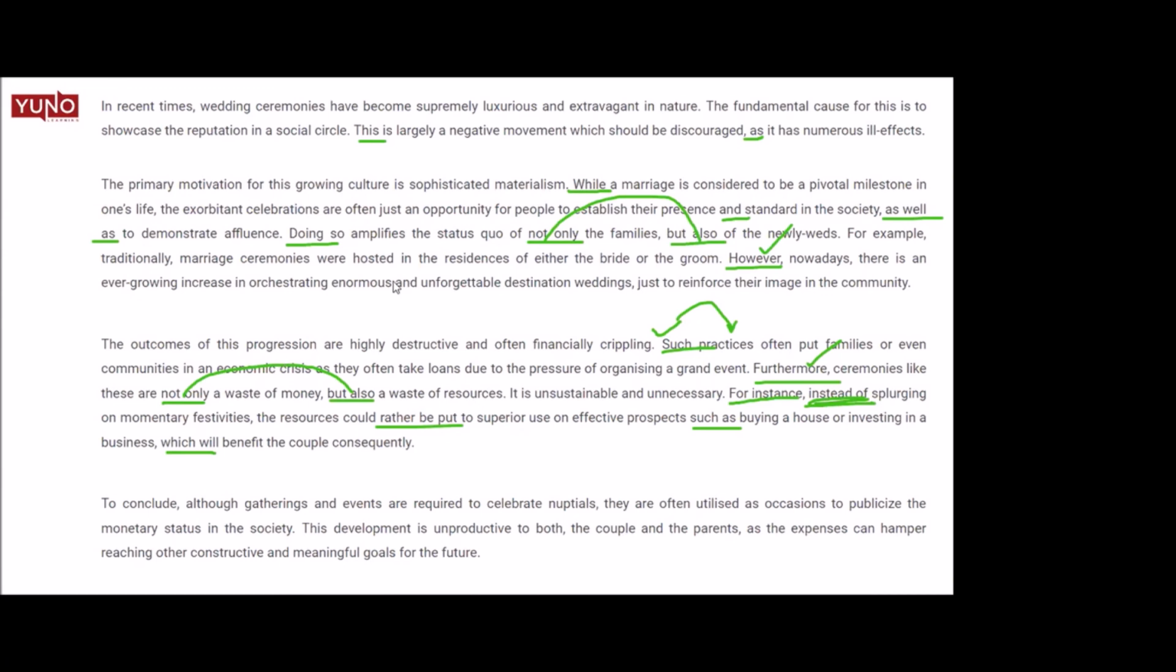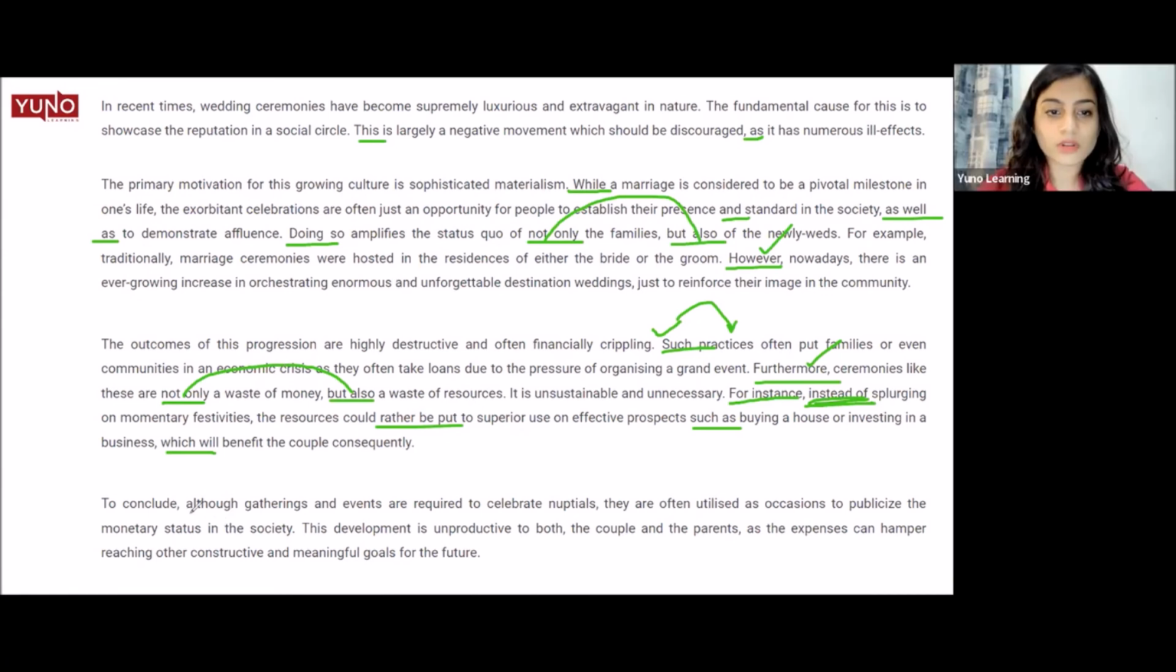Although. Oh yes, of course. So we have although. So although XYZ, comma, few more reasons. So after although, a comma always comes. Then this development is unproductive to both. To both is not exactly a linking word, but it's used to connect small parts of the sentence together. As, and, right?